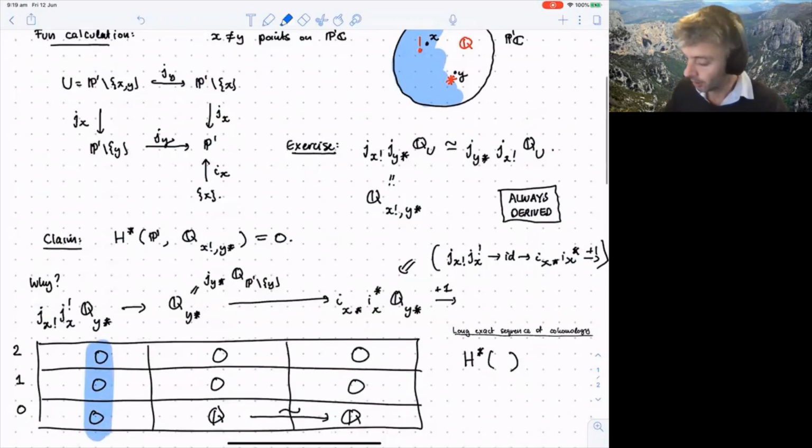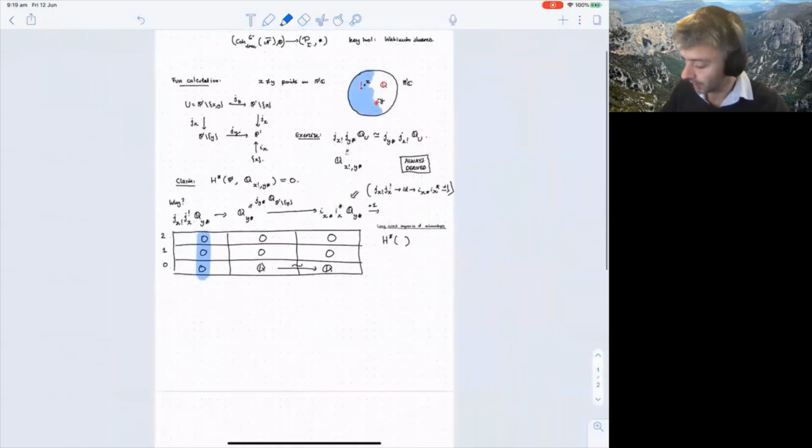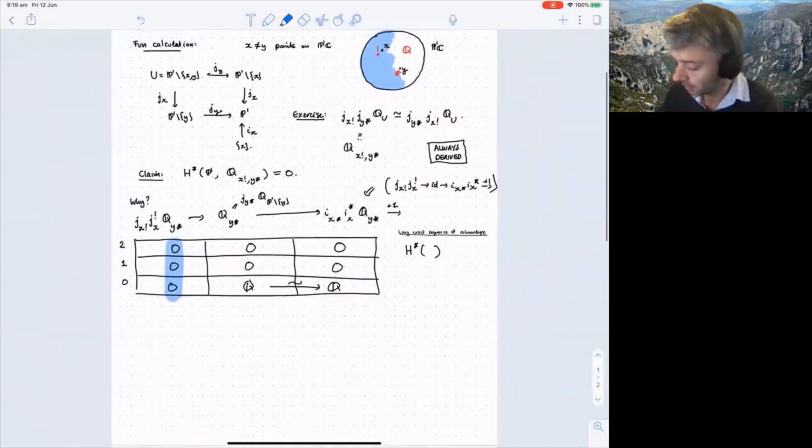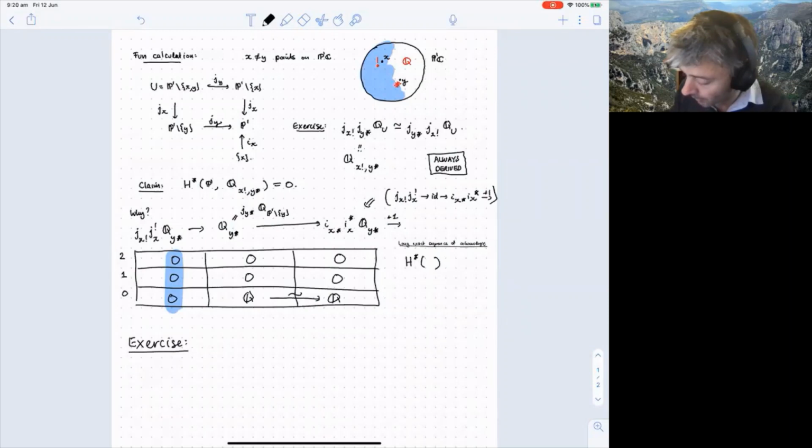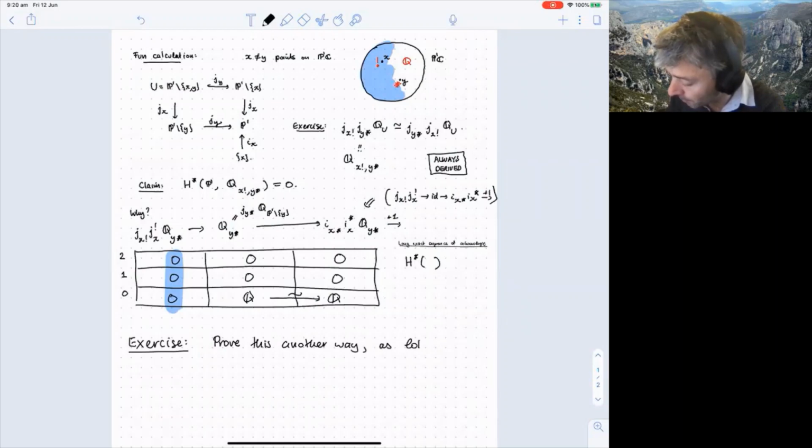Okay. So let me just briefly give 2 exercises. So I want to explain, as I was saying, this looks like just a funny little exercise, but there's actually some rather interesting things going on here. So exercise A is: prove this another way as follows.